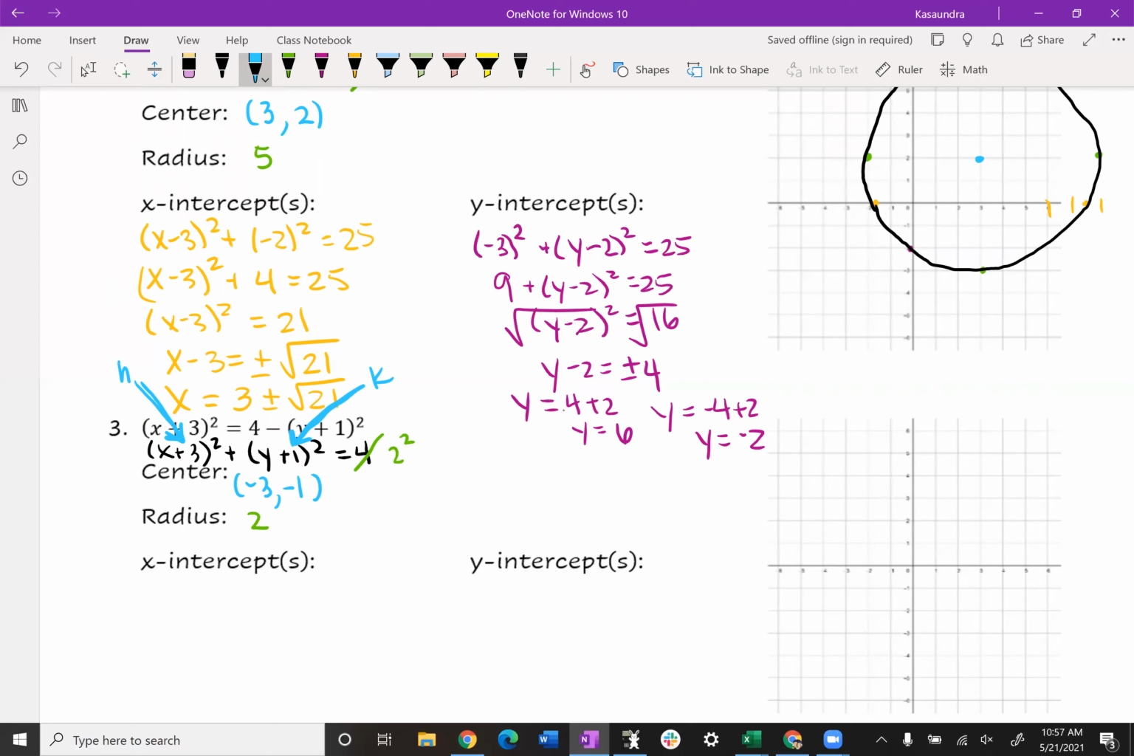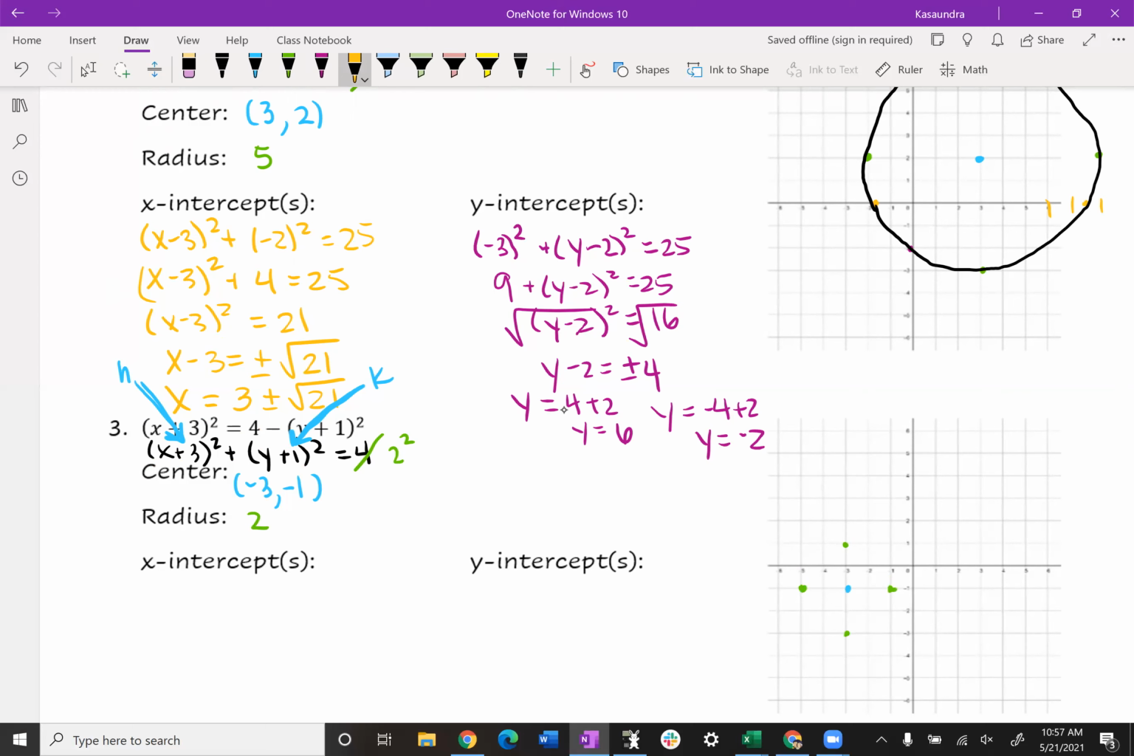All right, so I'm going to kind of plot my center here. Negative 3, negative 1 with a radius of 2. So I should be able to go up 2, to the right by 2. I'm going to go each direction a distance of 2. All right, let's go find our intercepts. In fact, I'm thinking, looking at this circle, I don't think it hits the y-axis at all. I don't think I'll have any y-intercepts, just a few x-intercepts.